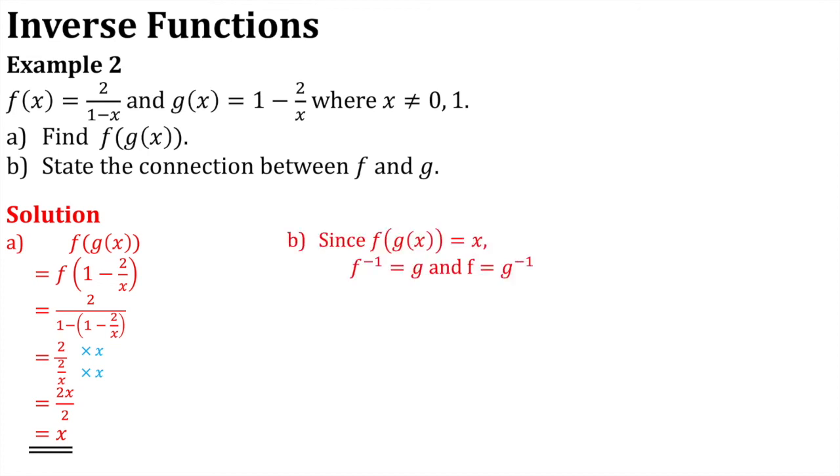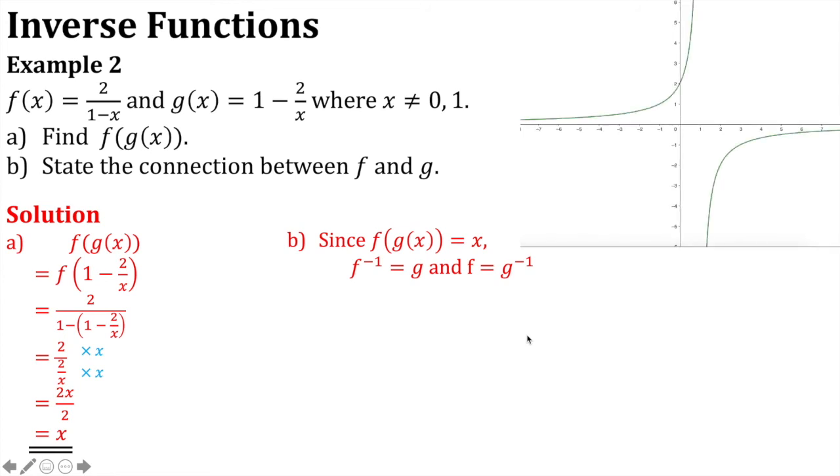Stating the connection between f and g, well, because f of g of x is equal to x, that means f and g are inverses of each other. So the inverse of f is equal to g, and the inverse of g is equal to f, vice versa. Now again, folks, we can have a wee look at that graph here. So firstly, the green is the graph of f of x, and the blue is the graph of g of x, and you can see that those are symmetrical across the line y equals x. Again, there's space in your notes for you to copy this down.